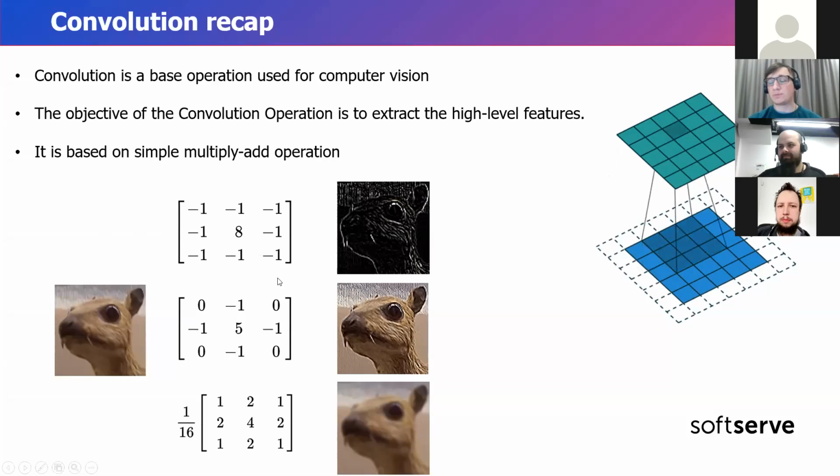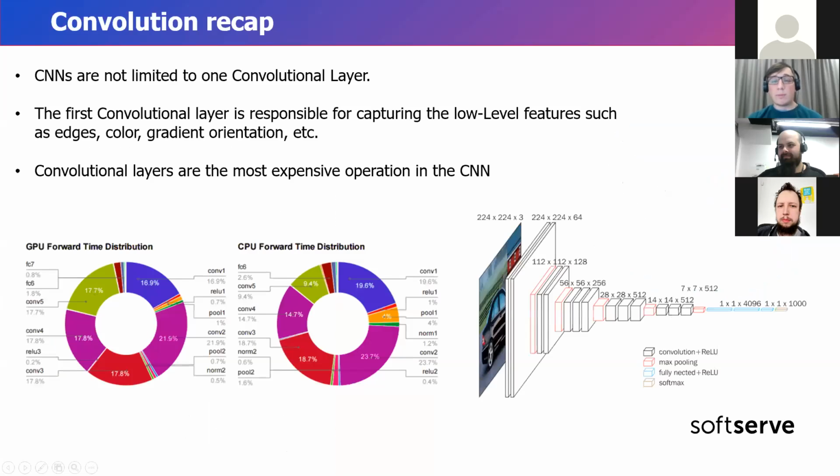By specifying special weights on this kernel filter, you can detect different features, for example edges, or perform different operations like sharpening or smoothing the image. By combining several convolutional layers, we can construct convolutional neural networks. However, typical convolutional neural networks consist not only of convolutional layers, but also of different other normalization layers, nonlinear layers, and so on.